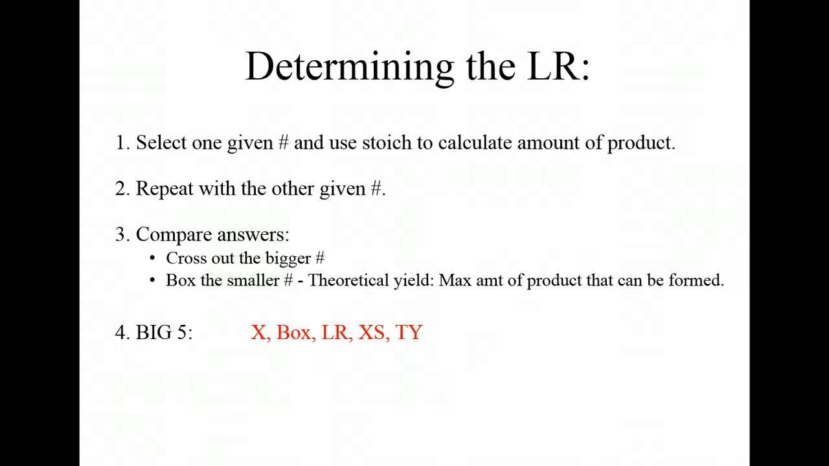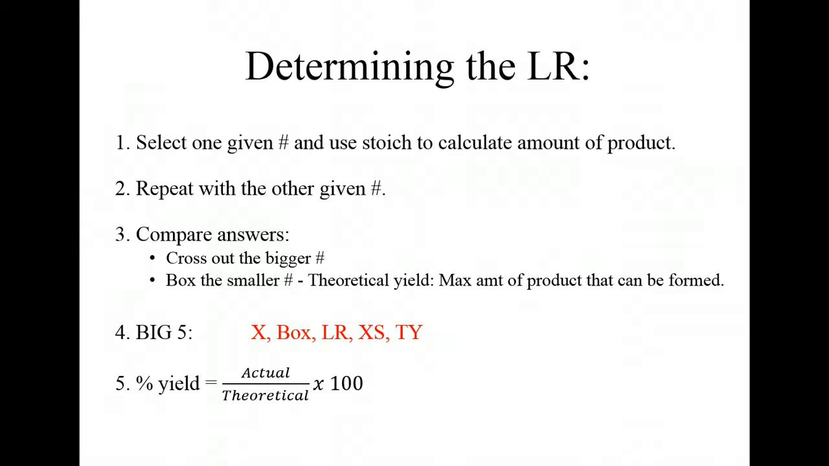Often when you do limiting and excess reactant problems, they also ask you for something called percent yield. Percent yield is a way for chemists to know, how did I do? How much chemical did I produce compared to how much I should have? The setup for percent yield is actual over theoretical times 100. Another way to think of it is, how much did I actually produce over how much should I have been able to produce, times 100.